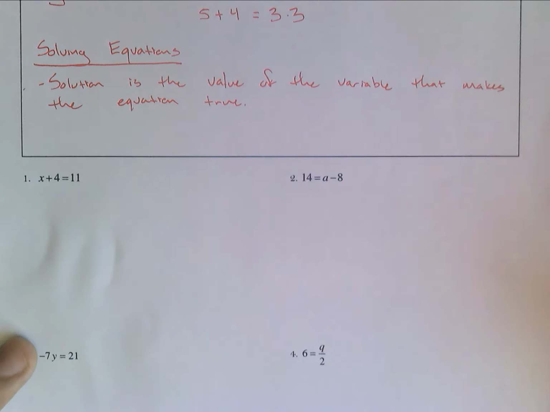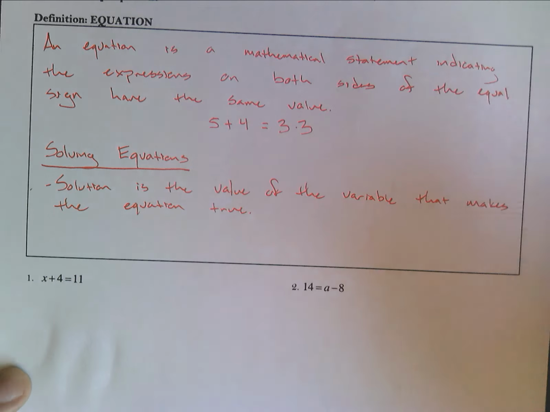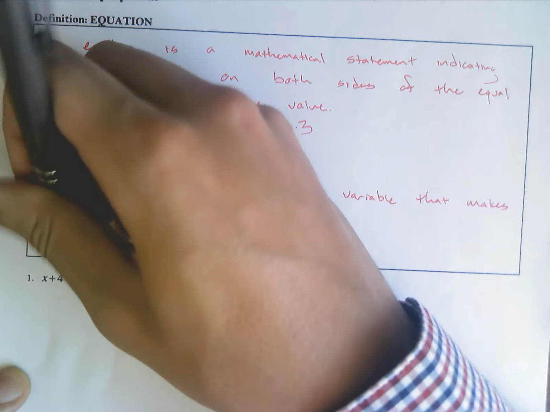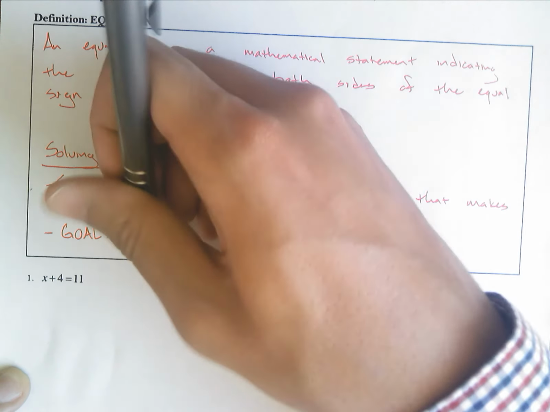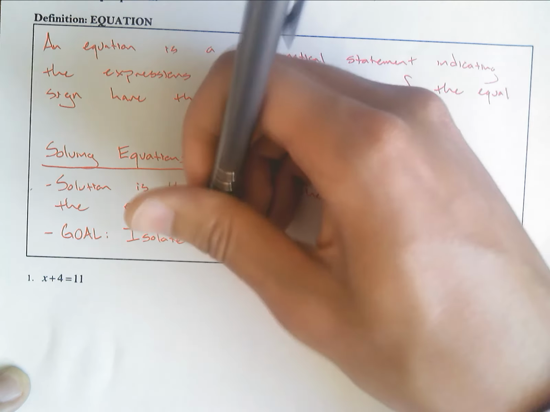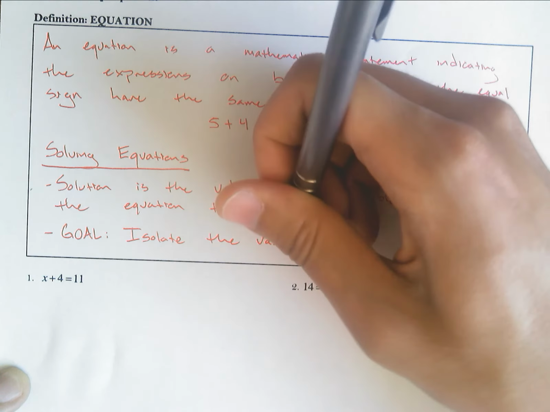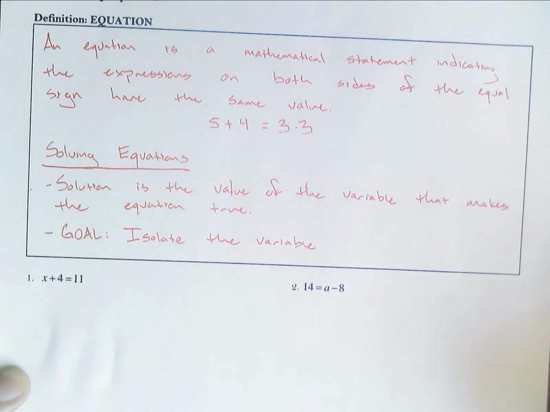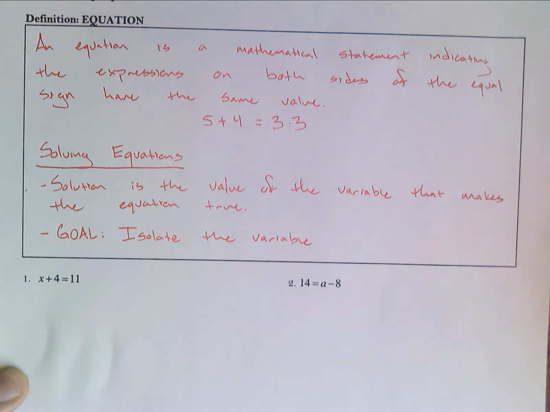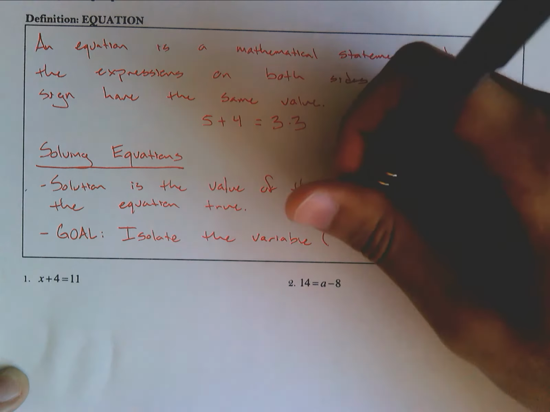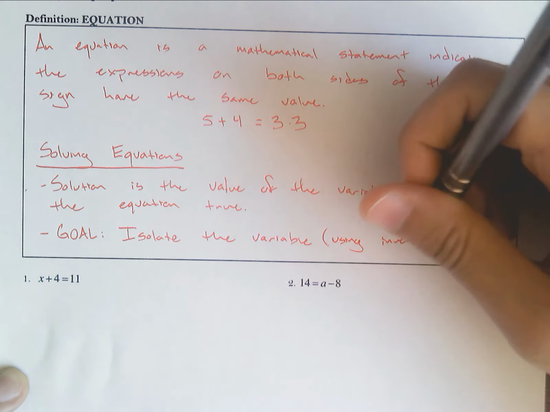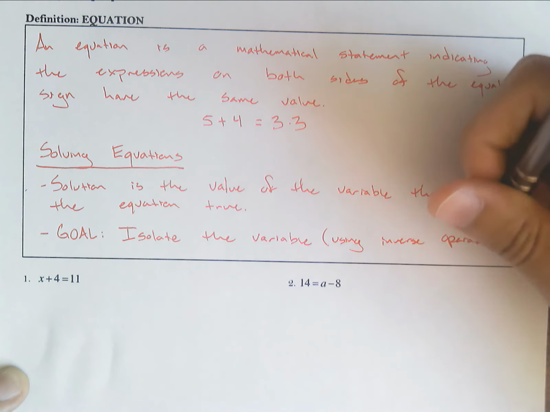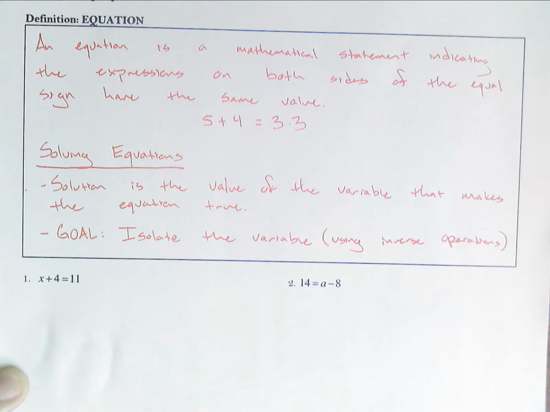All right. In order to solve, we need a goal. So the goal, in order to solve, is to isolate the variable. So we'll say isolate the variable or get the variable by itself. We're going to do that using inverse operations. So we isolate the variable using inverse operations.